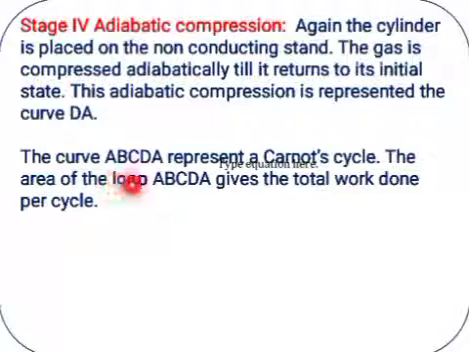The curve ABCD represents a Carnot cycle. The area of the loop ABCDA gives the total work done per cycle. So, this is very important for the 5 marks. Construction and Carnot cycle with the 4 processes which are involved in this. So, these 2 questions are very important for 5 marks.